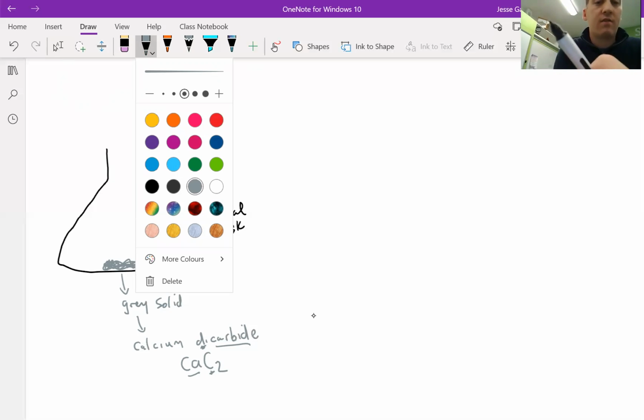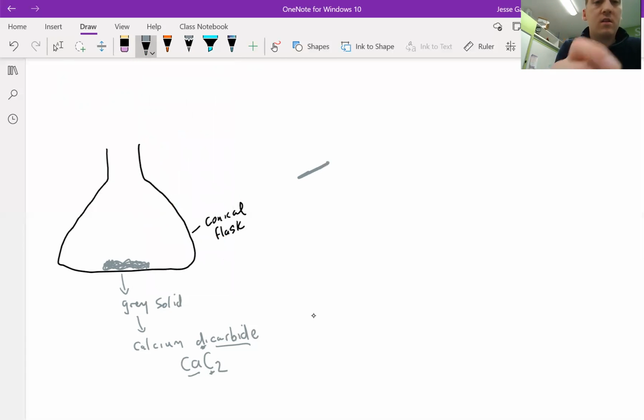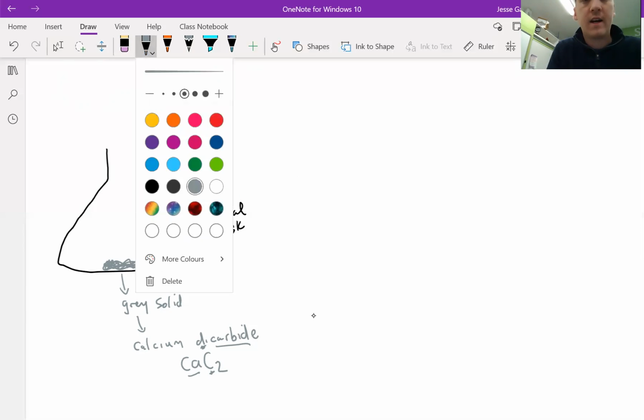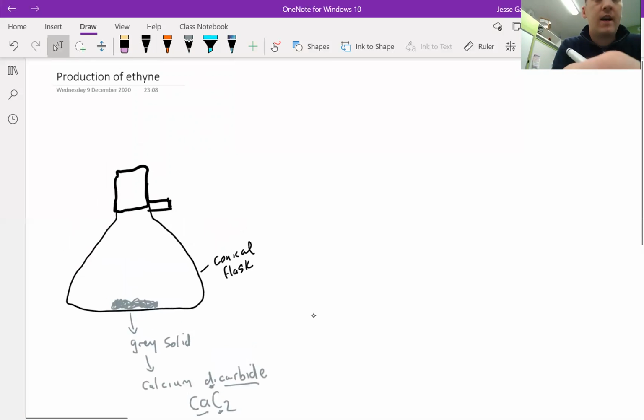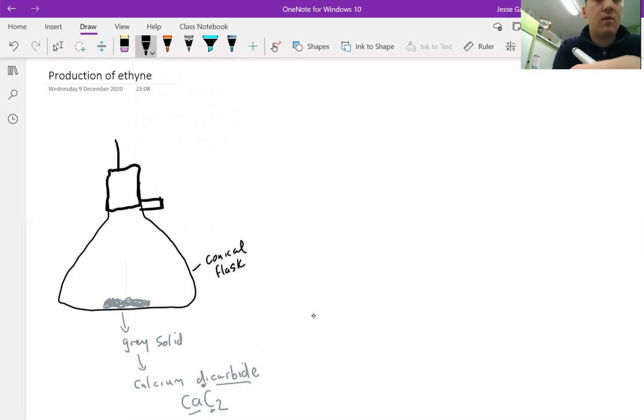Now, this particular conical flask has an extra little bit, and that is what we call a side arm. A side arm is basically a collecting arm where gas can flow. On the top of the conical flask, we're going to put a rubber bung, and on top of that, we're going to put what's called a dropping funnel. It is basically a funnel with a tap.